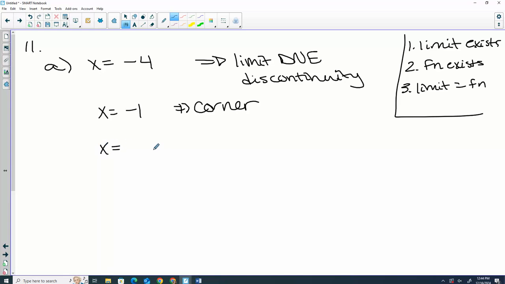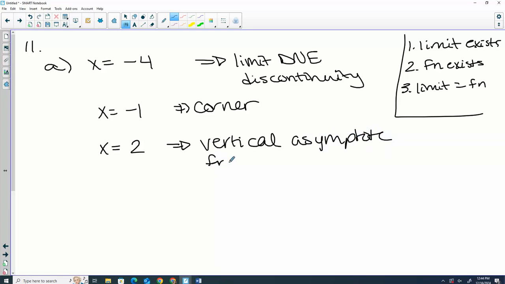Where else? 2. Lines don't touch. A vertical asymptote. The function does not exist. You could tell me a vertical asymptote. You could tell me the function does not exist. Either of those would work. All right, and where else?